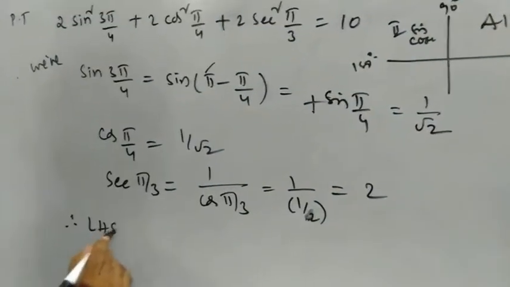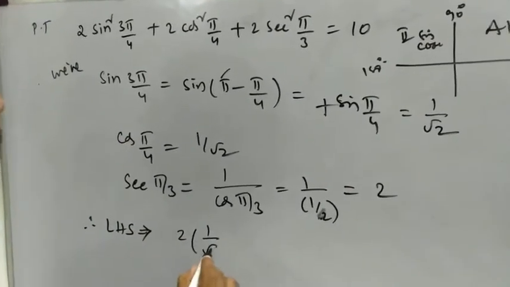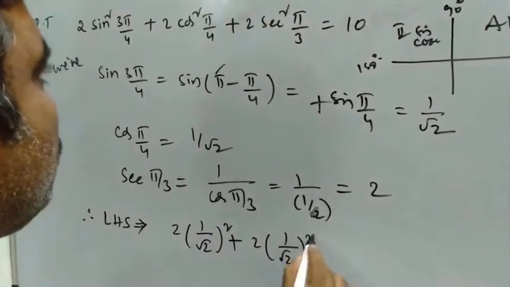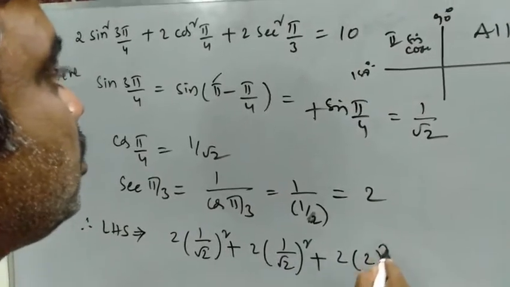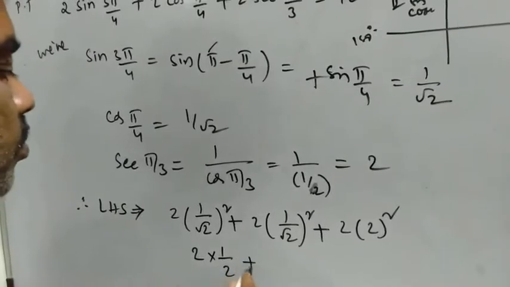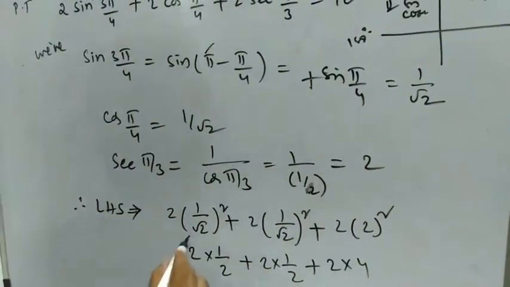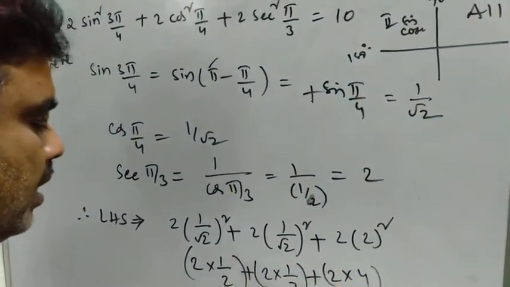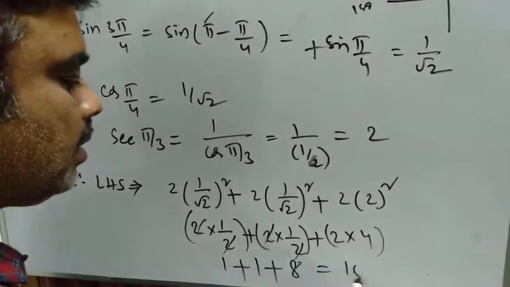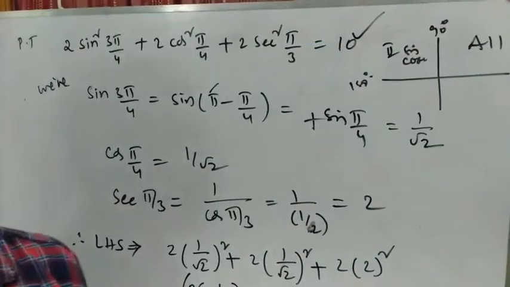Therefore LHS implies 2 into sine square 3π/4, (1 by root 2) whole square, plus 2 into (1 by root 2) whole square, plus 2 into 2 square. This is 2 into 1 by 2, plus 2 into 1 by 2, plus 2 into 4. So this is 1, this is also 1, this is 8. So 8 plus 2 is equal to 10. That is the required solution.